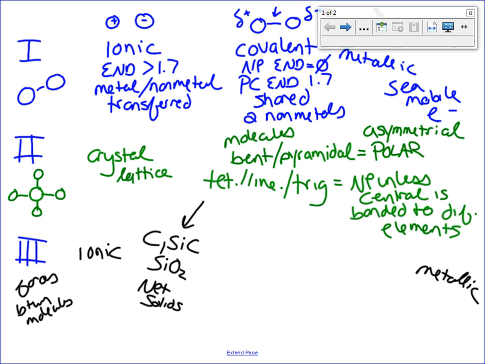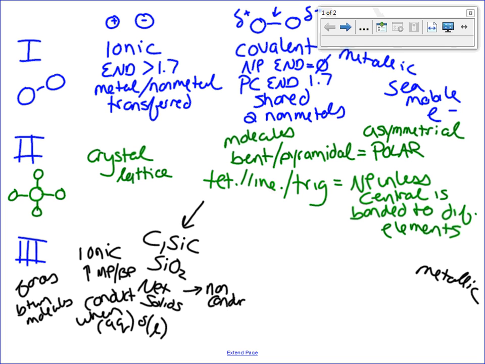Ionic bonds have high boiling points and melting points, okay? The big thing you need to know about ionic bonds is they conduct when aqueous or liquid, okay? Network solids are non-conductors. Ionic bonds conduct when they're aqueous or in a liquid form.